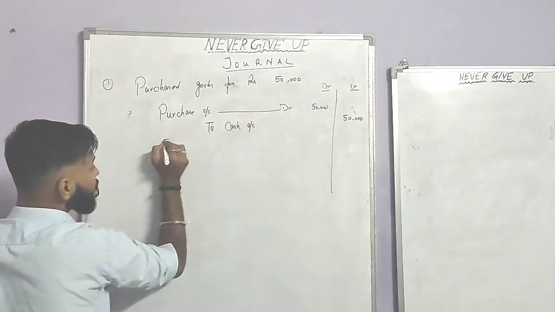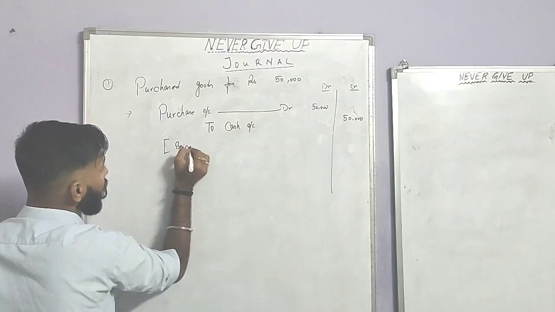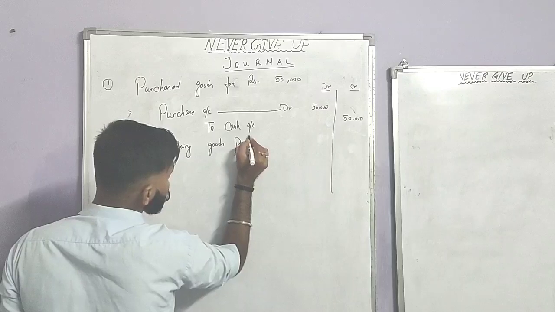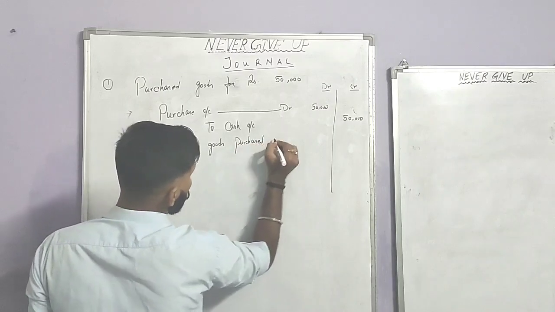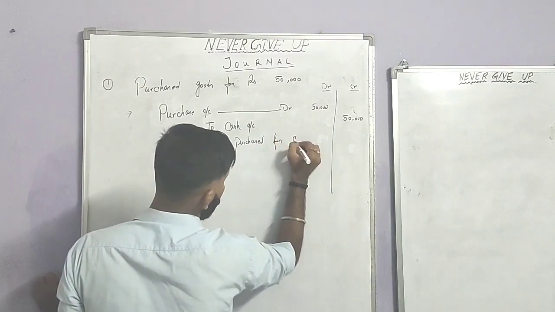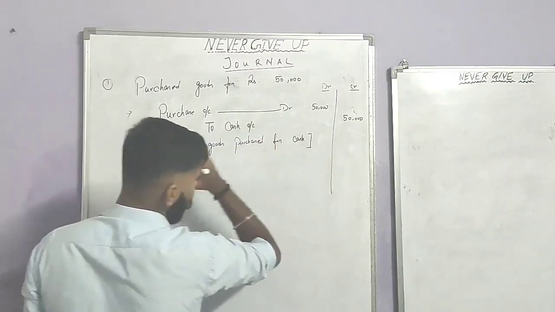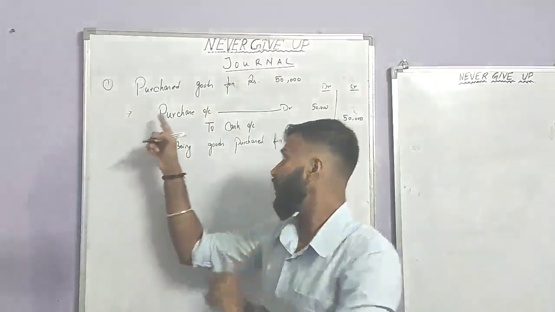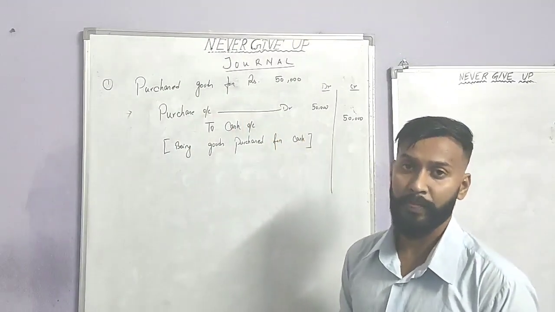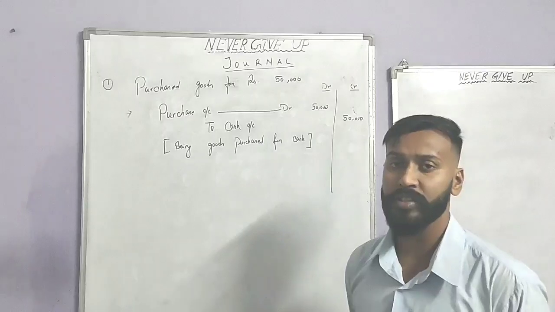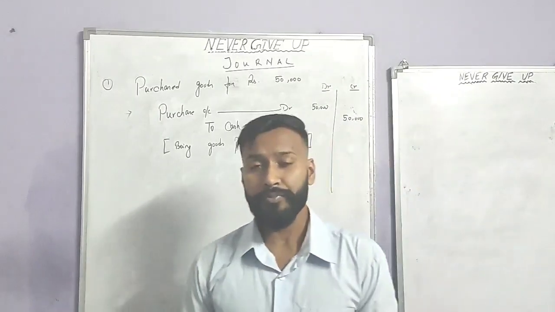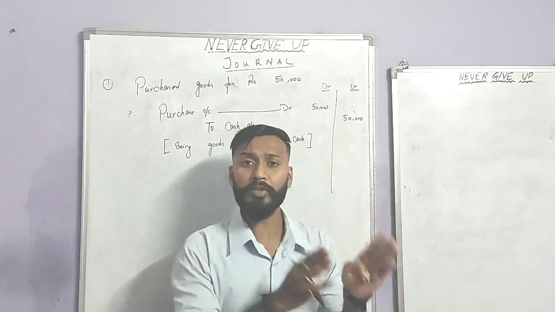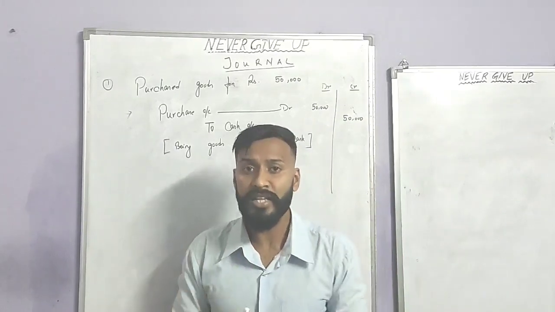The narration will be: being goods purchased for cash. So this is the transaction and this is the entry of your journal. Purchase goods for rupees 50,000 means there are two accounts: one is purchase account, one is cash account. Purchase will come under nominal account, cash will come under real account.